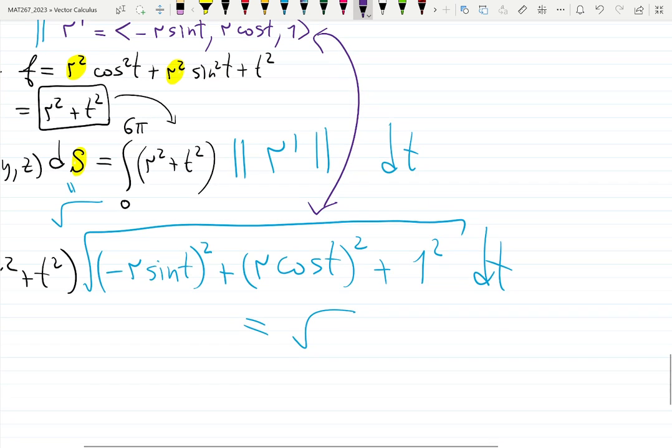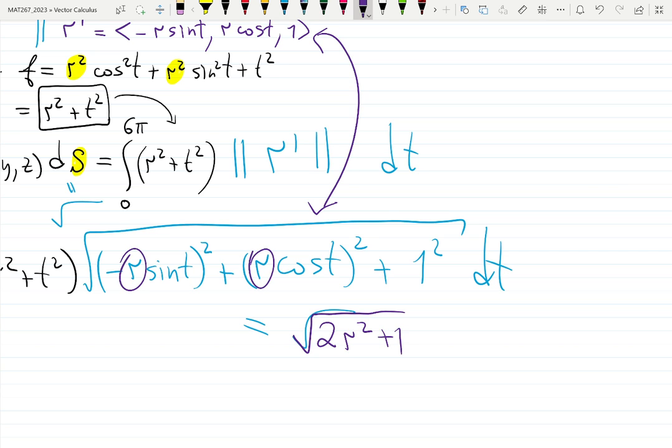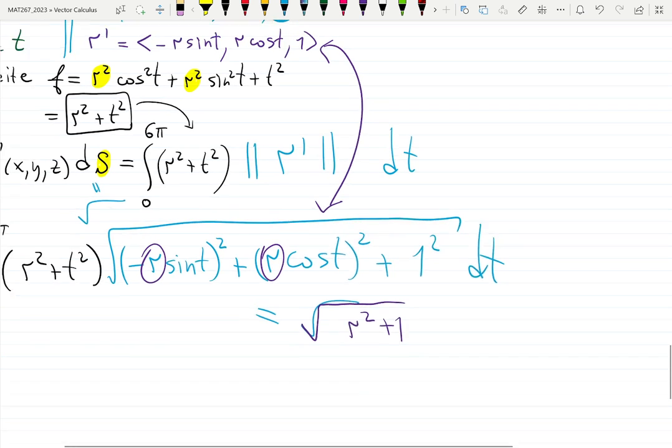So what is the answer for the simplification? 2r squared. How did you get 2r squared plus 1? Let me ask other people. Did anyone calculate? R squared factored out. Sine squared plus cosine squared gives you 1. So it's going to be r squared plus 1, right? Agree? Good. Finally, let's just integrate.